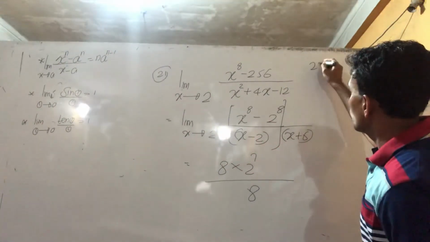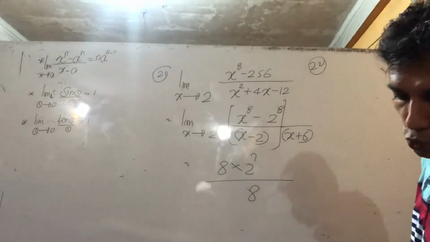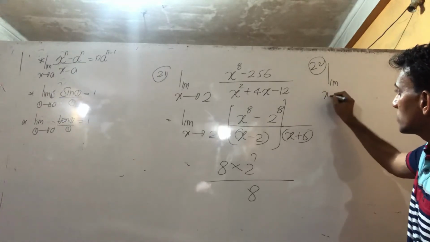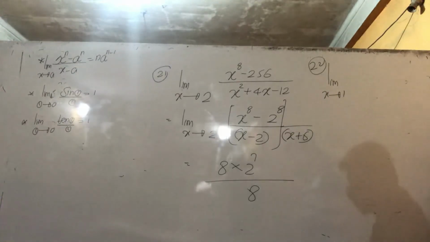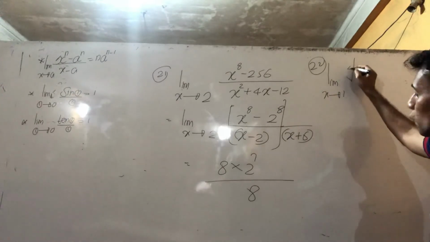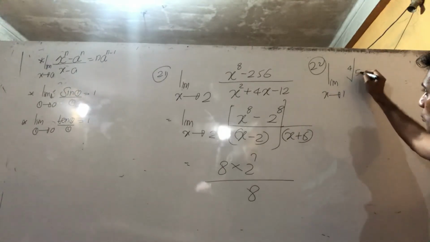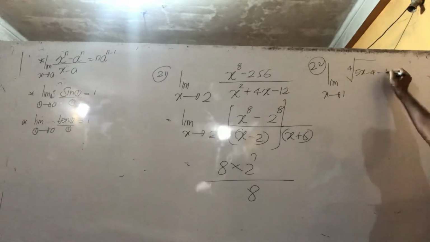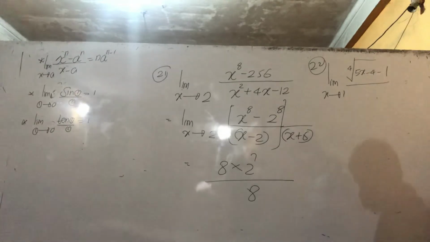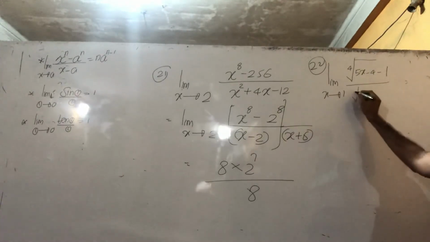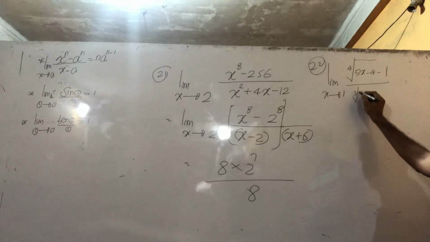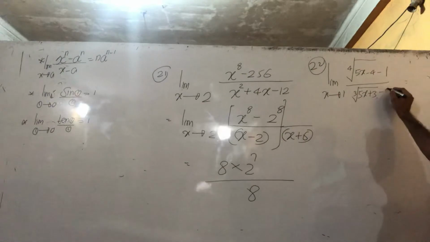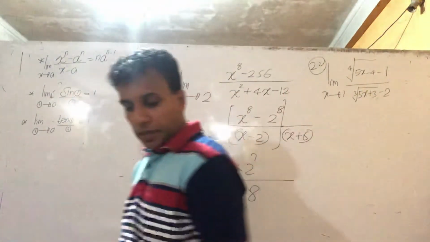Next question 22, problem 22. Limit as x tends to 1 of (4th root of (5x minus 4) minus 1) over (3rd root of (5x plus 3) minus 2). Very important question.